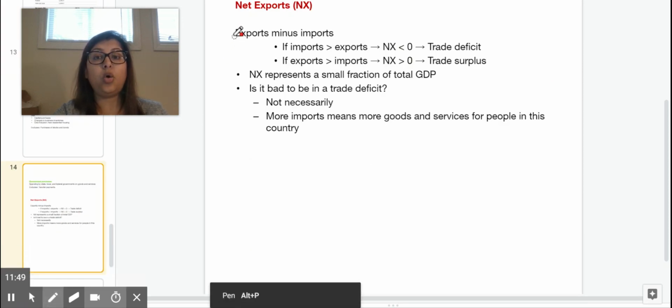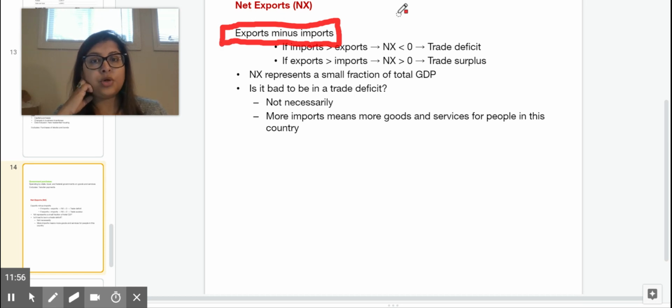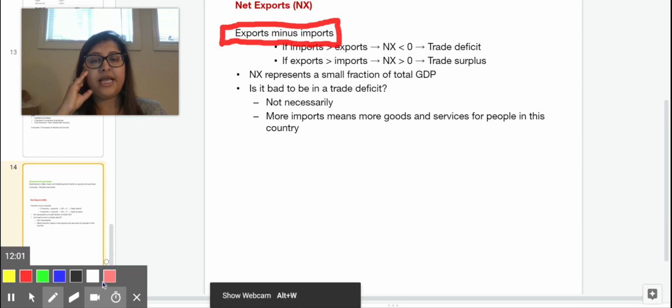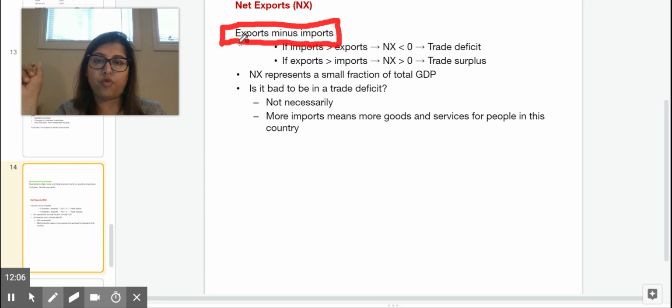We sell a whole bunch of American products to foreigners, but the problem is we buy a lot from foreigners as well, and so we have to account for that. This concept is called net exports. Essentially, it is the value of exports, the products that we sell to other countries, minus the value of imports, the products that we buy from other countries.